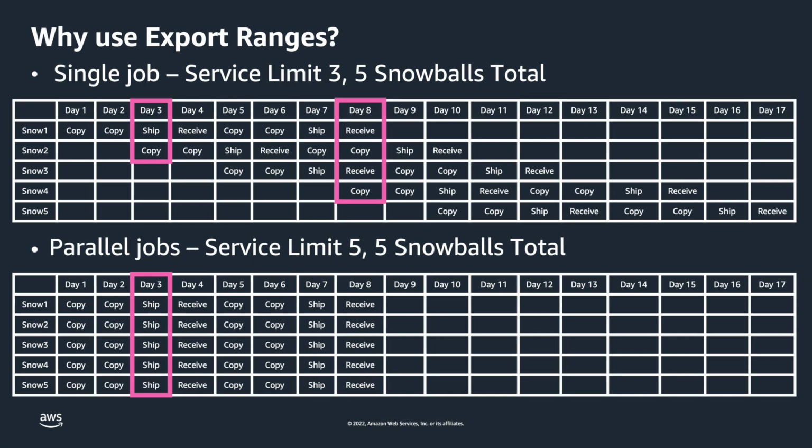A more extreme example would be with a service limit of 5, where the customer would complete copying the data to their system on day 8 with a parallel job, while the single job would complete the copy to the on-premise equipment on day 15.